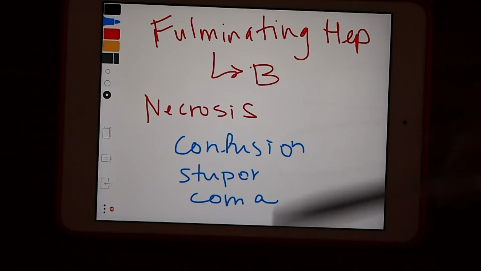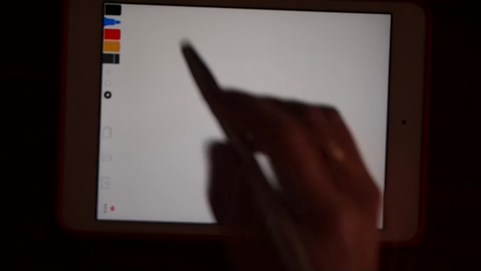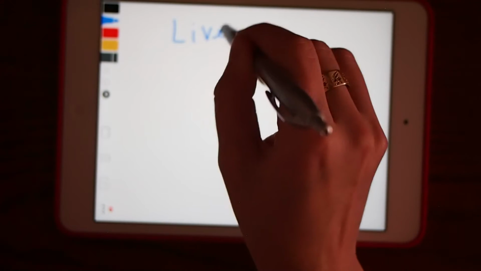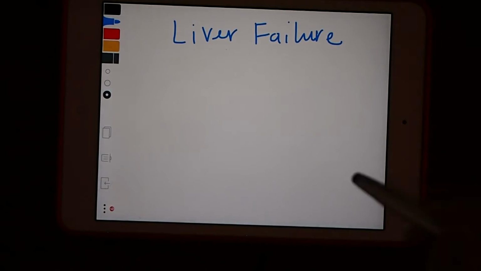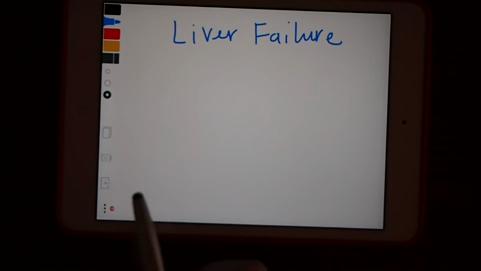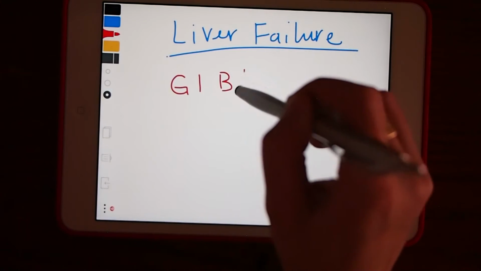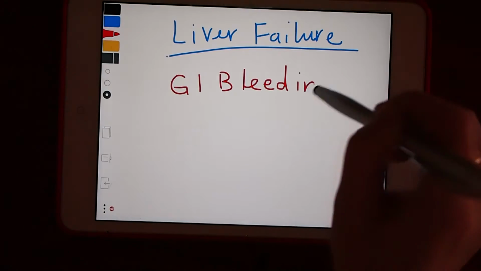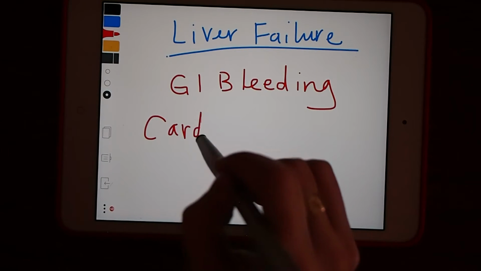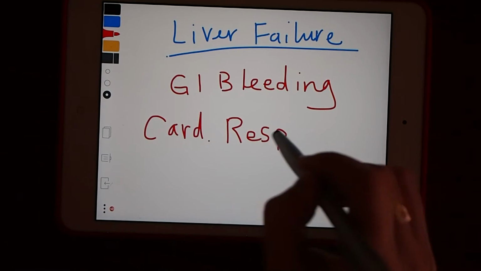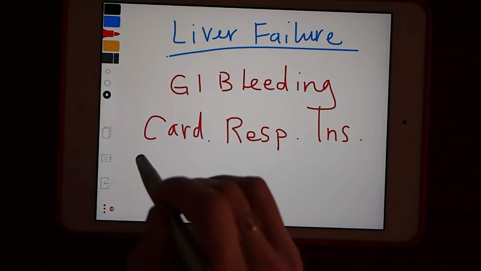But with chronic liver disease and other liver issues caused by hepatitis, we also see liver failure. And I know you'll be discussing this in some of your modules for this week. Liver failure can lead to GI bleeding, cardiorespiratory insufficiency, as well as hepatorenal syndrome.